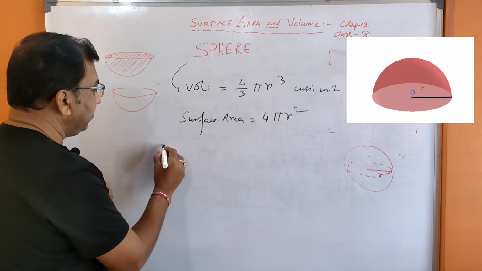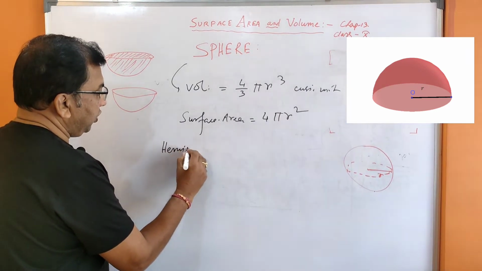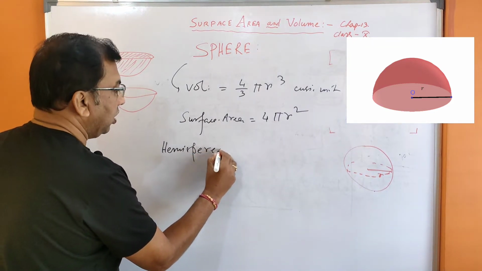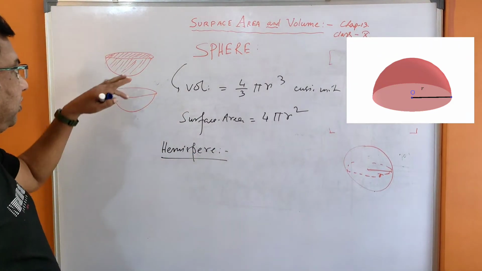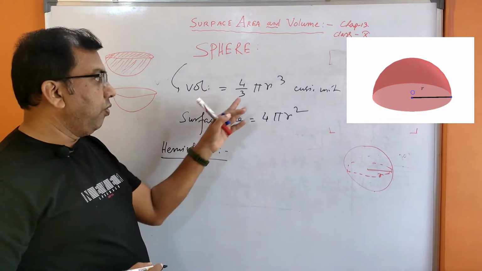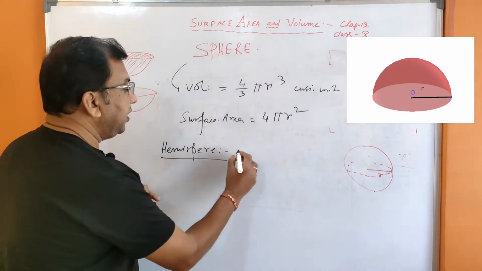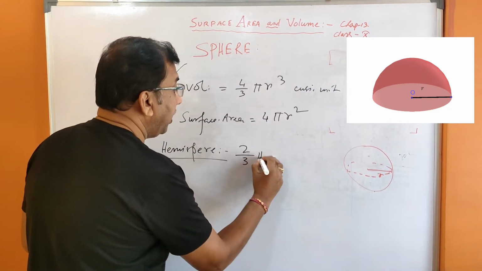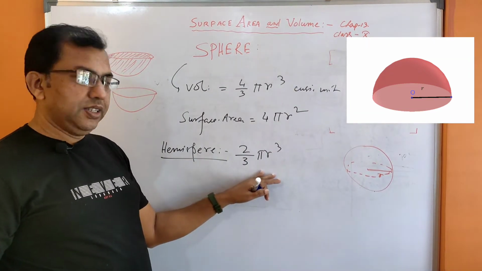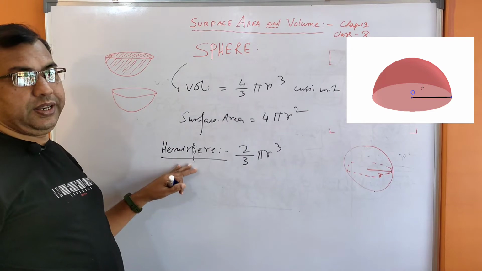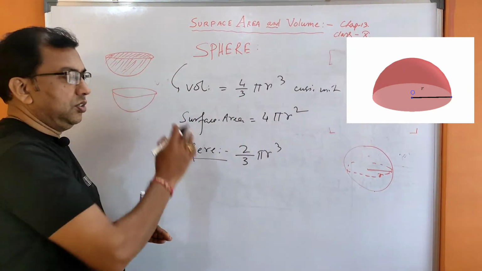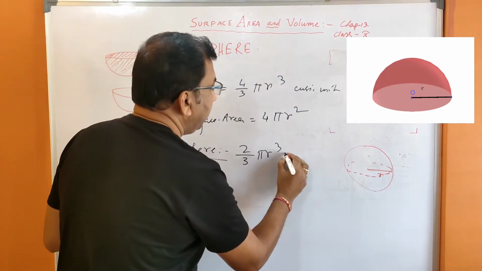In case of hemisphere, that is the solid hemisphere, the volume will be what? 4 by 3rd or 2 by 3rd, 2 by 3rd pi r cube. Okay, in case of hemisphere, if we cut it, it will be half. Then this is cubic unit.